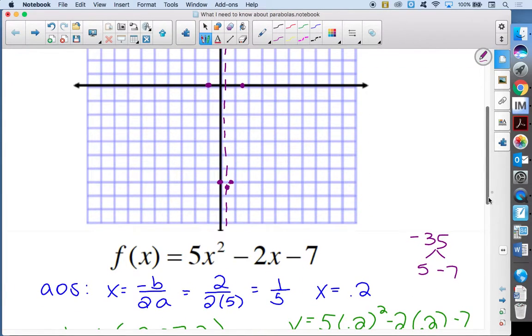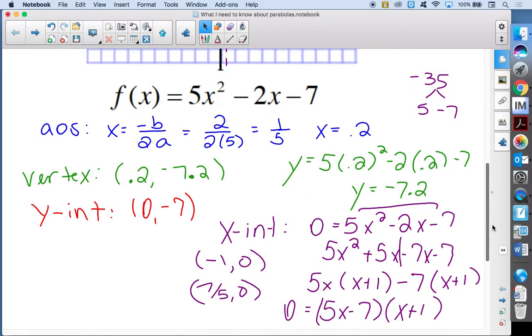The reason this is so narrow is because of the 5 in front of the x squared. Remember, the bigger that number, the more narrow a parabola will be. So that's why it's so tiny at the bottom. Those points are so close to each other. Any questions on standard form?